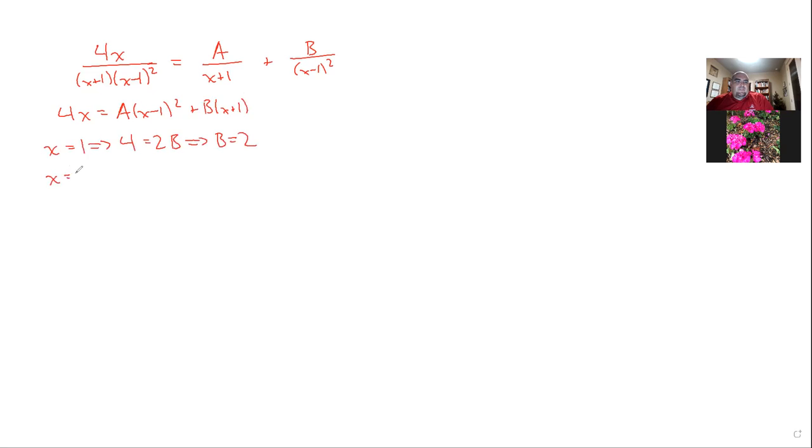And if I have x equals negative 1, then I'll have negative 4 equals 4A, which gives me A equal to negative 1. So from there, I have negative 1 over x plus 1 plus 2 over x minus 1 squared. Hmm. Why is that not erased? No, it doesn't really erase. Okay.